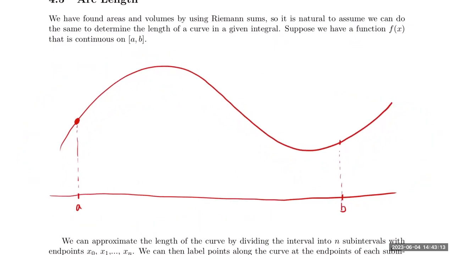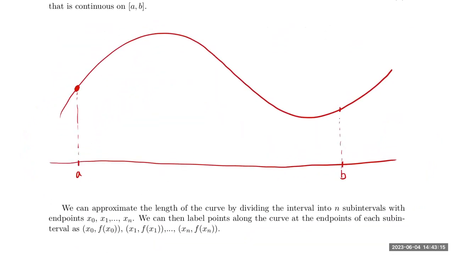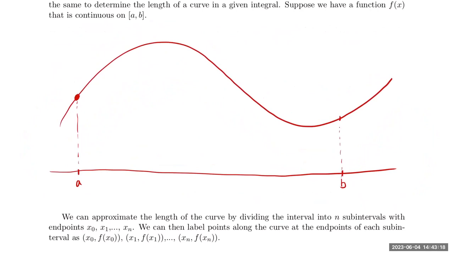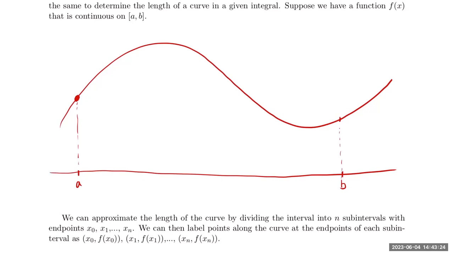All right, we're going to try to break up the length into n sub-intervals once again. We can approximate the length of the curve by dividing the interval into n sub-intervals. So let's say we divide here, here, here, and it just keeps on going. And each of them, the distance between these two, will have a length of delta x. So same thing as before.